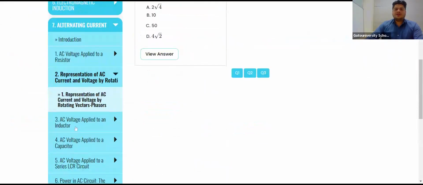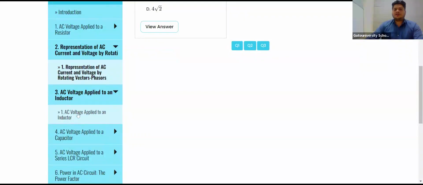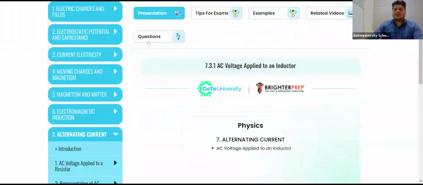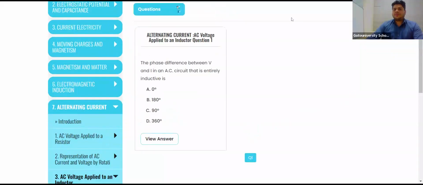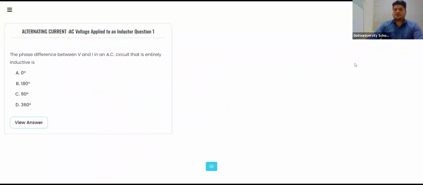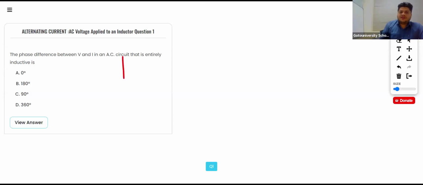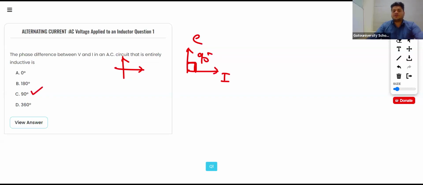Next, if you check, you have AC voltage applied to an inductor. In the case of an inductor, the question is: what is the phase difference between V and I in an AC circuit that is entirely inductive? If you check the phase difference between V and I, in the case of an inductor, it will be like this. That means how much phase difference will be there? The phase difference will be 90 degrees. Option C.